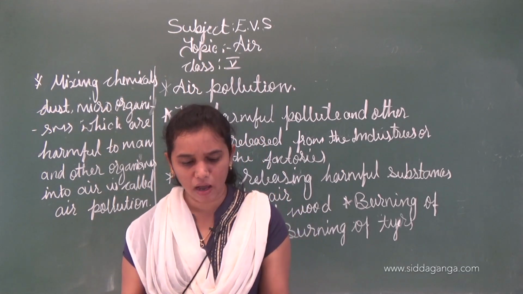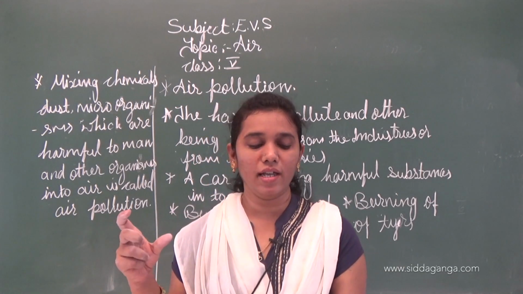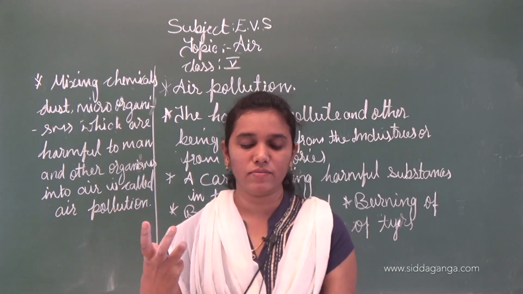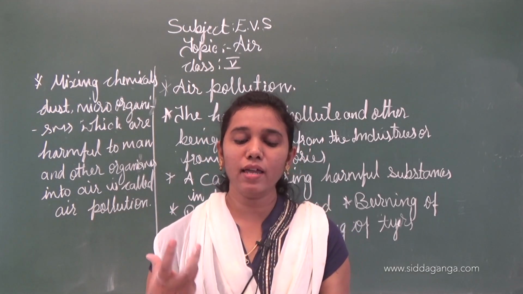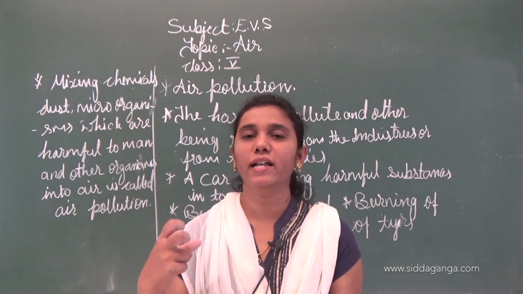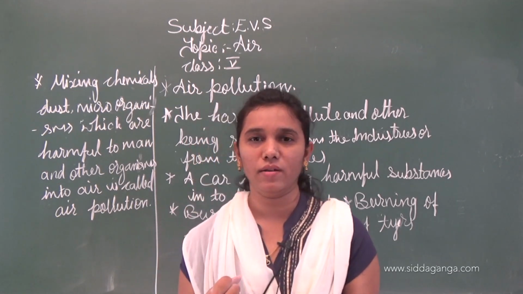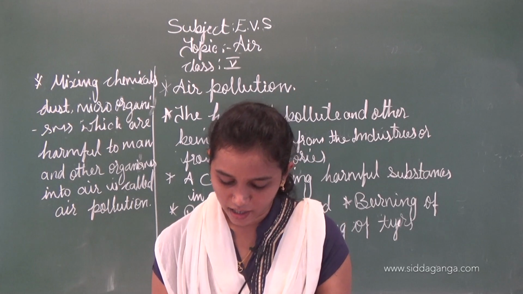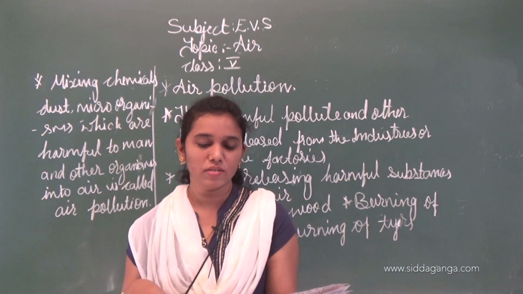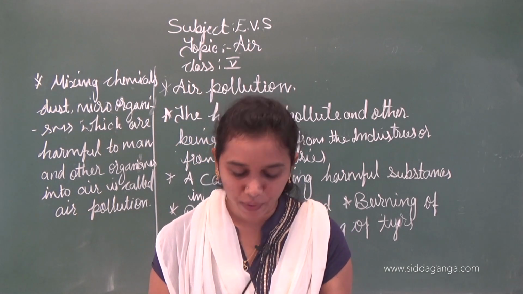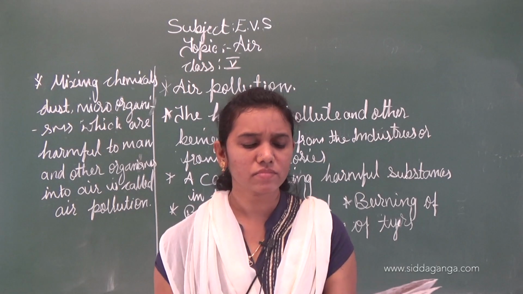Understood? Next, now look at the second diagram. Here we can see that instead of using vehicles, they are cycling. We have learned that cycling is a form of clean and green energy. So is this right or wrong? This is the right thing to do. The answer is right, for preventing air pollution. It is right.